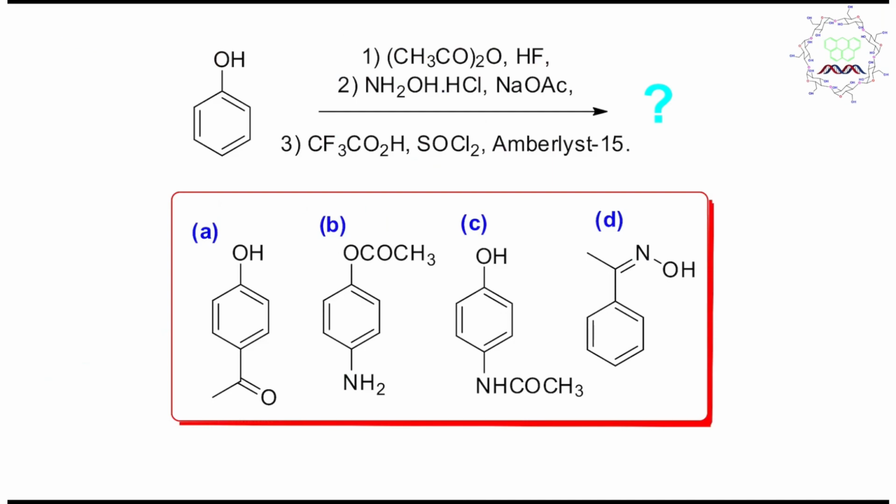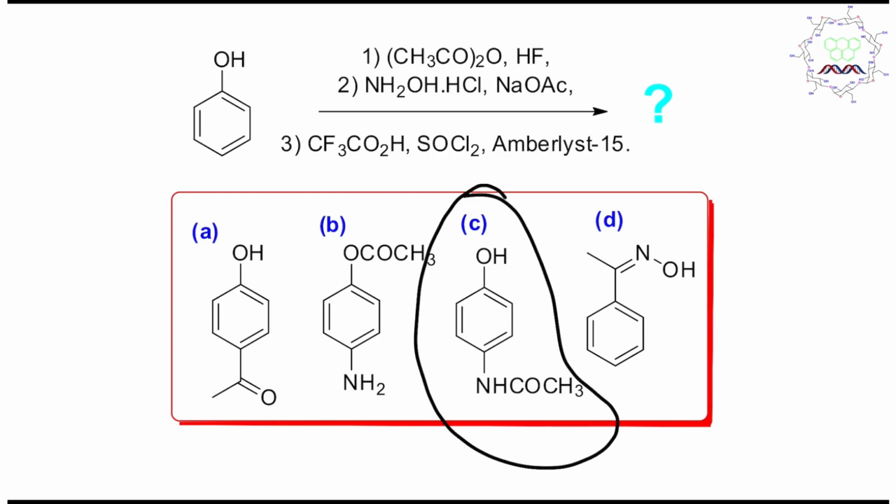Now, so what is the answer? That is N-acetyl-para-aminophenol. So option C is the right answer. Now, if this question appears in your exam, how can you solve it in less than 30 seconds? First of all, you need to understand what the role of this HF is. It is actually acting as an acid.